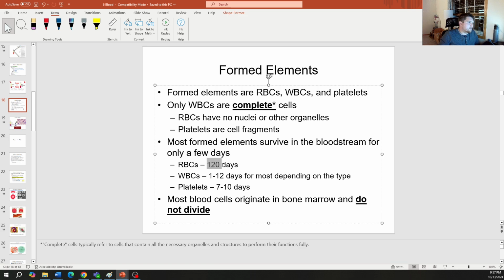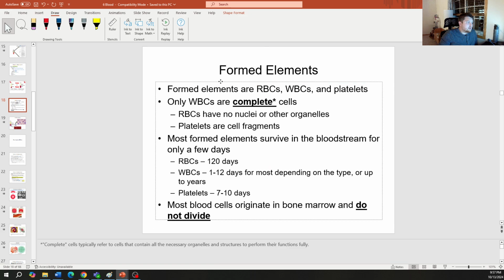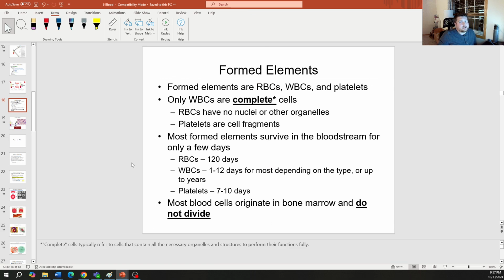but we can see down here, red blood cells live for about 120 days, and then they are broken down by the spleen and then reprocessed, and their materials are reused to make more red blood cells. White blood cells can go from 1 to 12 days for a lot of them, or up to years. Okay? We can have white blood cells live for years and years.